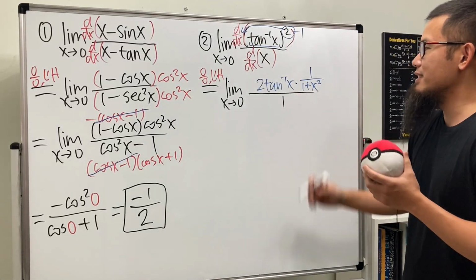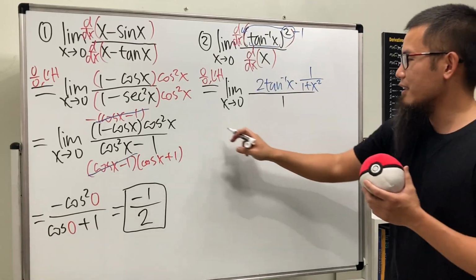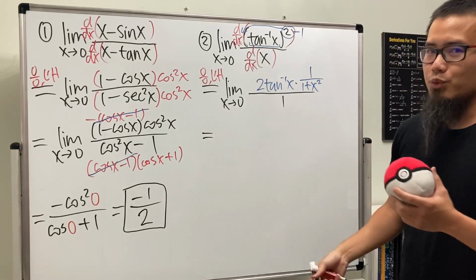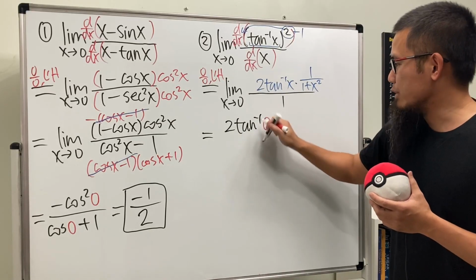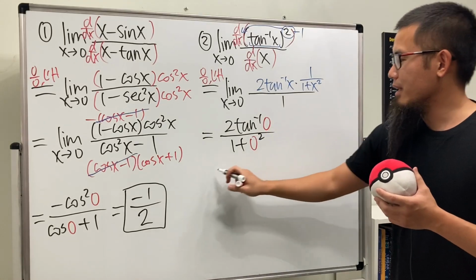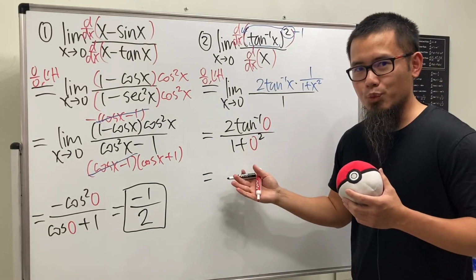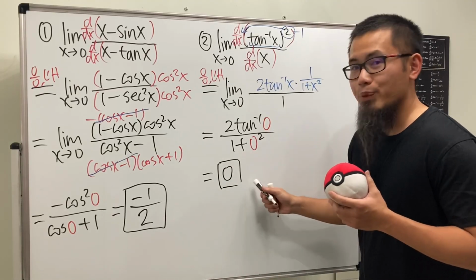So that's very nice. And now we can just plug in 0 into this x and that x. And it doesn't give us any trouble. Life is just so wonderful. You see this is 2 inverse tangent of 0 over 1 plus 0 squared. On the top is 0, on the bottom is 1. 0 over 1, we can conclude that is 0, and then we are done.